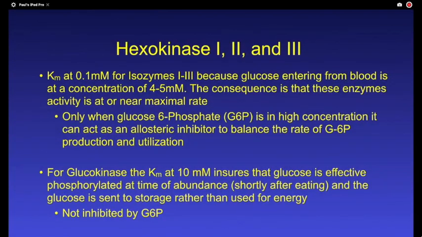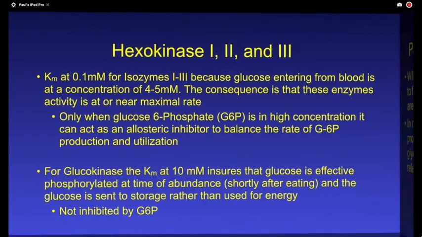So the isozymes 1 through 3, which are the ones that are called hexokinase, are in the muscle. They tend to take every single bit of glucose and trap it inside the cell for muscle to use. Glucokinase will only trap glucose inside the liver when it's very high in concentration. And it's regulated by how well it binds to glucose.